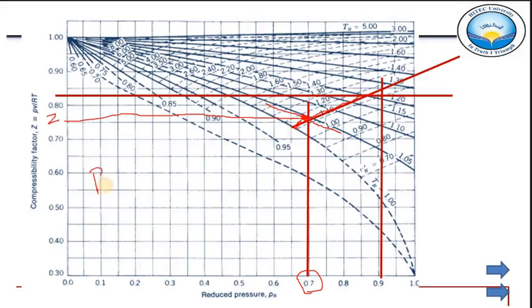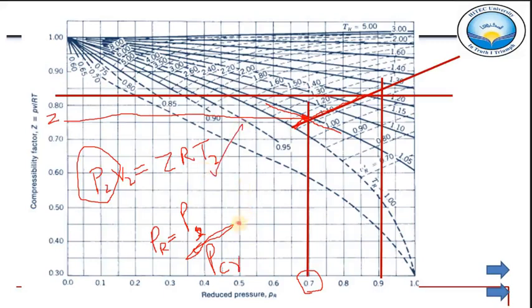You can use P2 V2 is equal to Z R T2. So we can calculate P2 from this equation by putting Z, or we can calculate P2 from this equation, because we know what is PR, which is this one. PR is given by P2, because we are at state 2, divided by P critical.